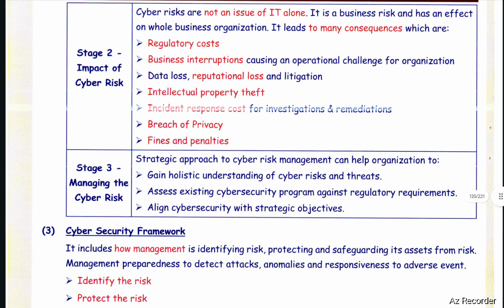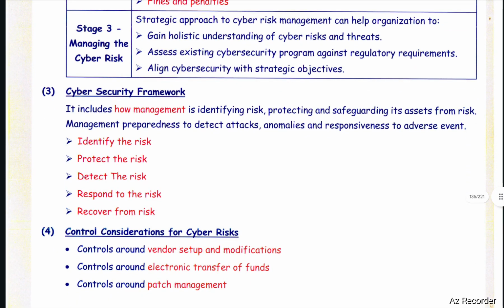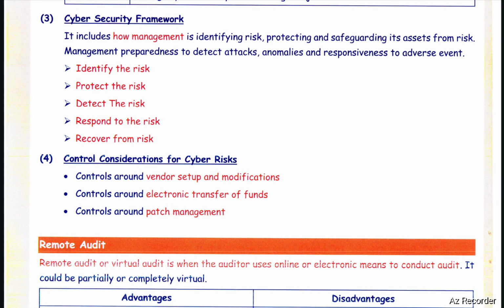Stage 3, managing the cyber risk. A strategic approach to cyber risk management can help an organization to gain a holistic understanding of cyber risks and threats, assess the existing cyber security program against regulatory requirements, and align cyber security with strategic objectives. Cyber security framework. It includes how management is identifying risk, protecting and safeguarding its assets from risk, management's preparedness to detect attacks and anomalies, and responsiveness to adverse events.